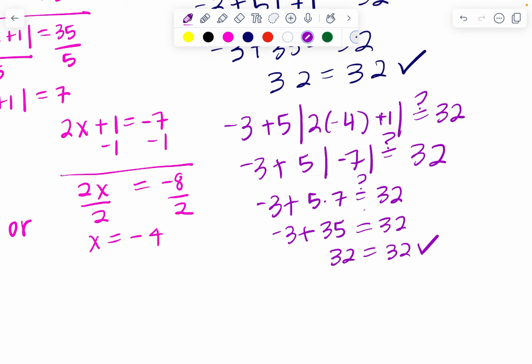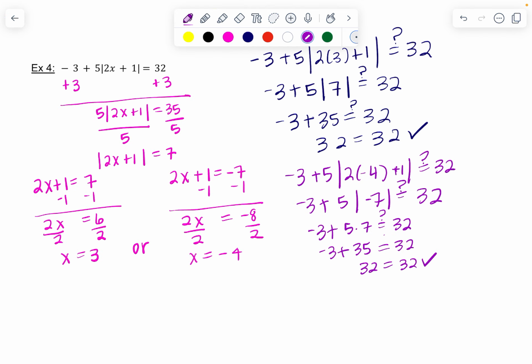So for these ones, you don't have to check your work, but if you want to check your work, you can, but you need to substitute it back into the original equation, meaning don't put it in after you split it. So if you're going to check it, you need to check it with the original equation.